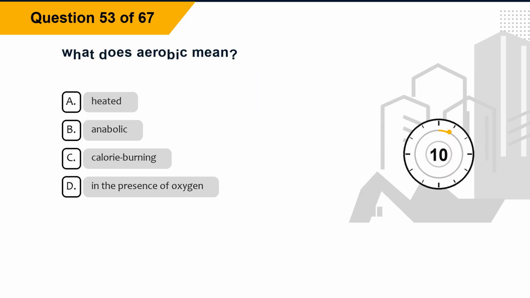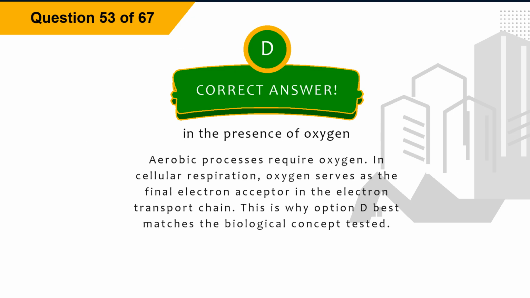Question 53. What does aerobic mean? Option A, heated. Option B, anabolic. Option C, calorie burning. Option D, in the presence of oxygen. The correct answer is option D, in the presence of oxygen. Explanation. Aerobic processes require oxygen. In cellular respiration, oxygen serves as the final electron acceptor in the electron transport chain. This is why option D best matches the biological concept tested.